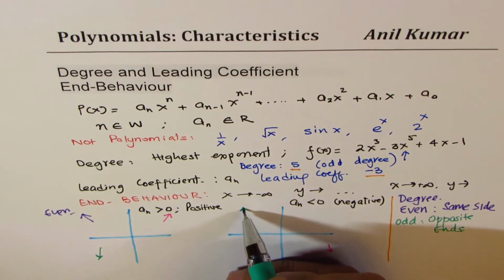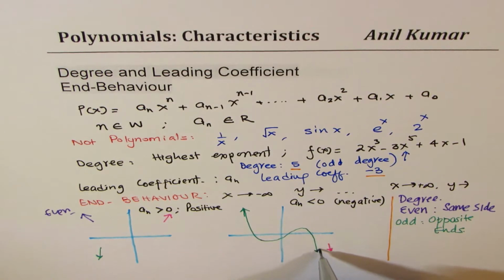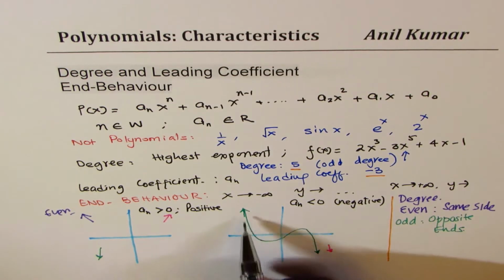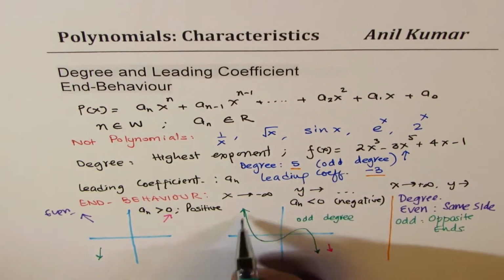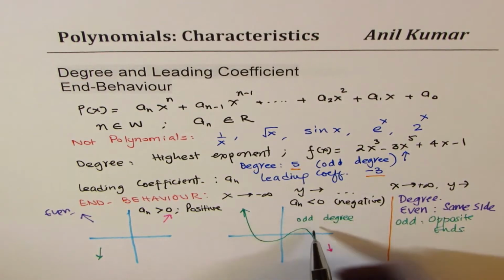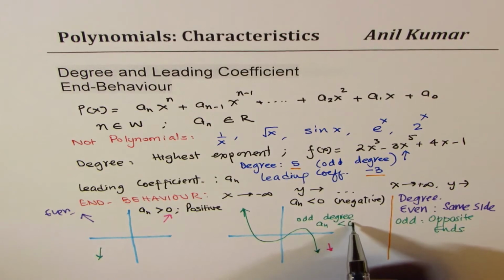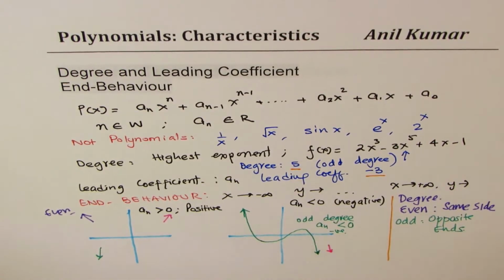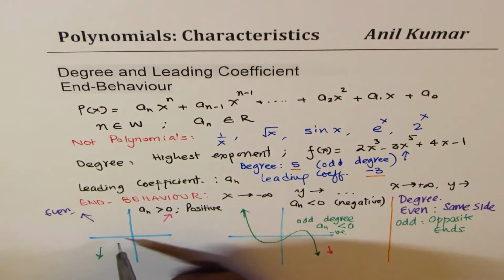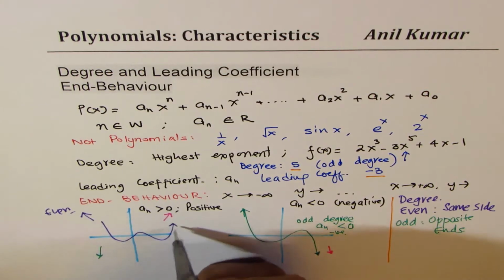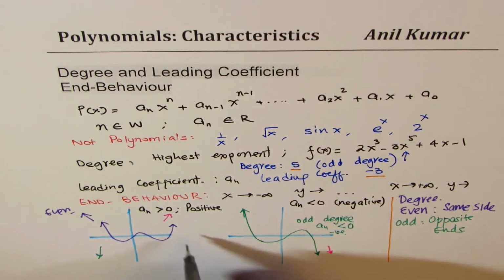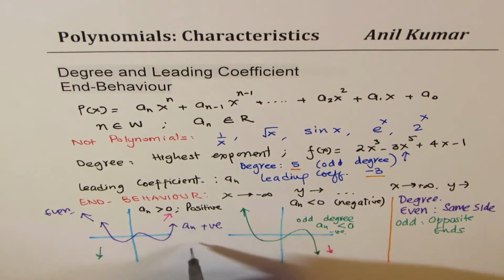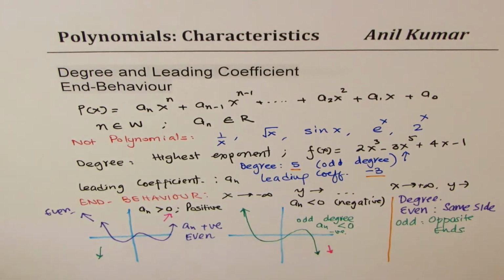So if I have a function, let me draw some function like this, that means that it is odd degree, since we have opposite ends, and the leading coefficient an is less than 0, negative. Do you understand? On the other hand, if I have a graph of a function which is, let's say, kind of like this, it really means that the function has leading coefficient an as positive and this function is even. You get an idea, correct?